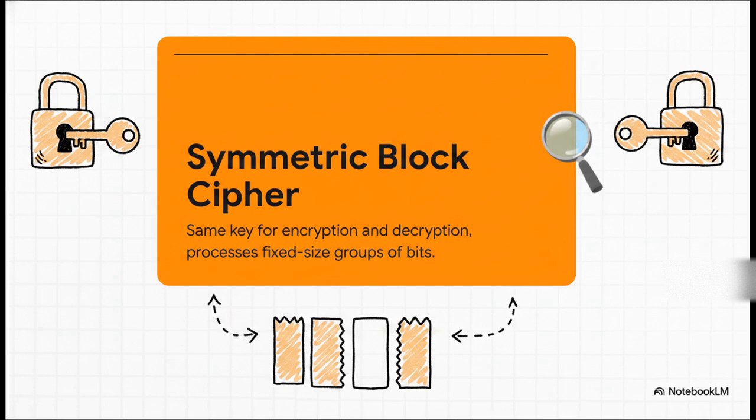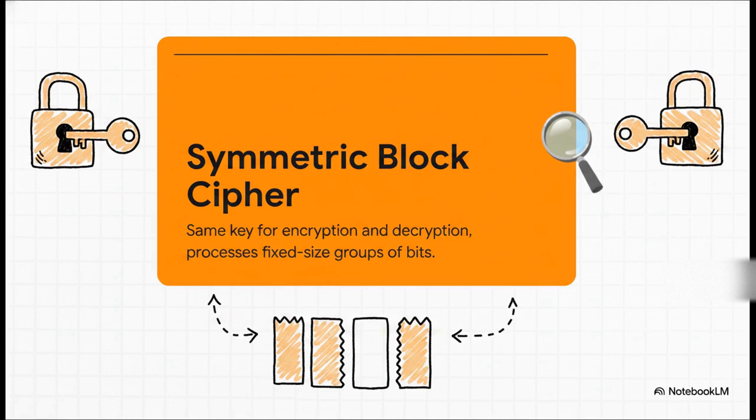Cryptographers call AES a symmetric block cipher. So what does that actually mean for us? Well, symmetric simply means that the exact same key is used to lock the data during encryption and to unlock it during decryption. It's kind of like having just one single physical key to the front door of your house.